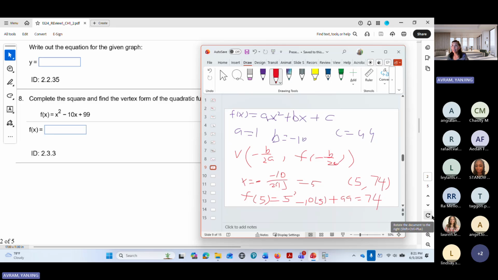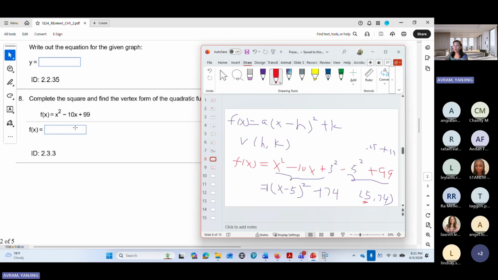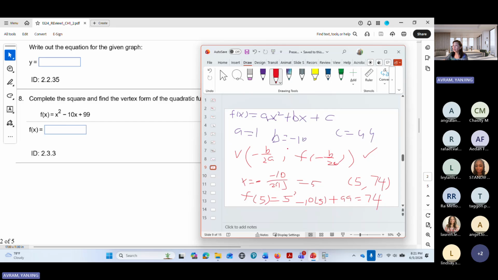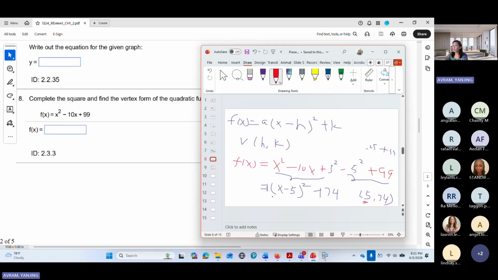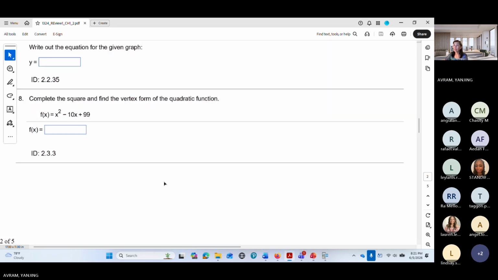So that is using the formula. And of course, as I said earlier, this formula is in the formula sheet. If you want to use this formula, you don't have to complete the square. Either way, even if it's a complete the square problem, you can still use this formula if you want to. Or if the question asks you to complete the square, you can just come back here, write down x minus 5 squared plus 74, and use that to write down this form. Any questions?